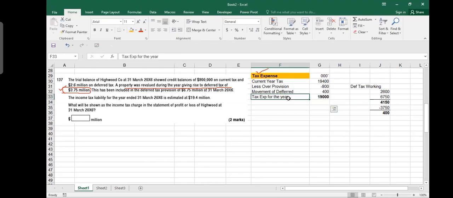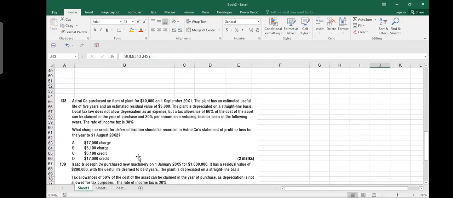This was very obvious, it was clear. Only this 400 thing, because it is possible that students may include 4150 as my movement in deferred tax. If you add 4150, the answer would be wrong. You should pay attention that within 4150, a very significant part of that is due to the revaluation of property, which does not come to the tax expense for the year. It remains as a liability. I'm not denying it is my liability. I will pay it sometime in future when I sell this property. But as far as this year is concerned, my tax expense is only 19,000. Okay, now this 137 is done, a typical tax expense question.